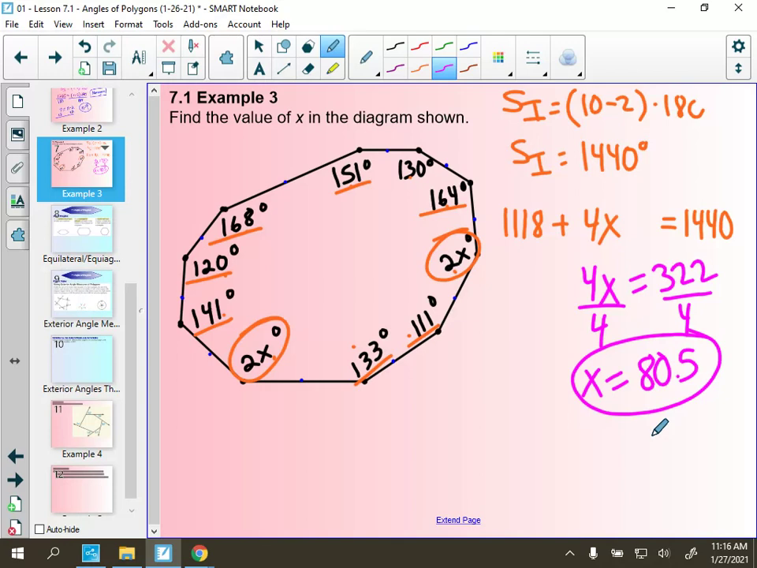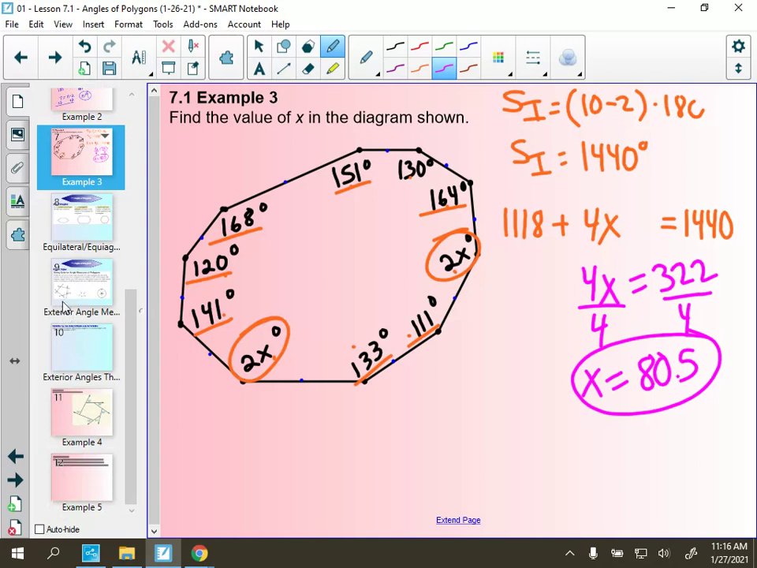So, a different look for us. There we go. There's a couple different ways using that sum of interior angles formula. We'll come back to it and revisit it here shortly.